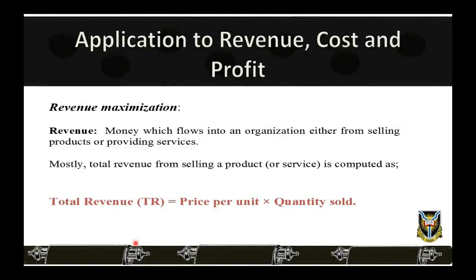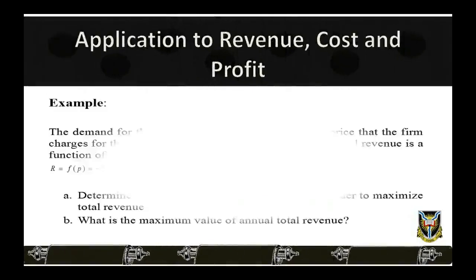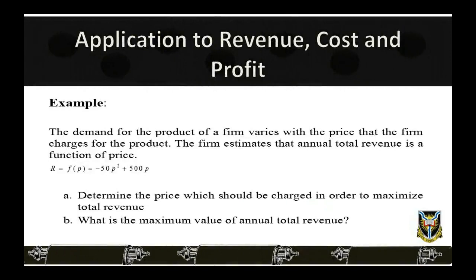Application to revenue, cost, and profit. Revenue maximization. The money which flows into an organization, either from selling products or providing services, is referred to as revenue. The most fundamental way of computing total revenue from selling a product is: total revenue equals price per unit times quantity sold.